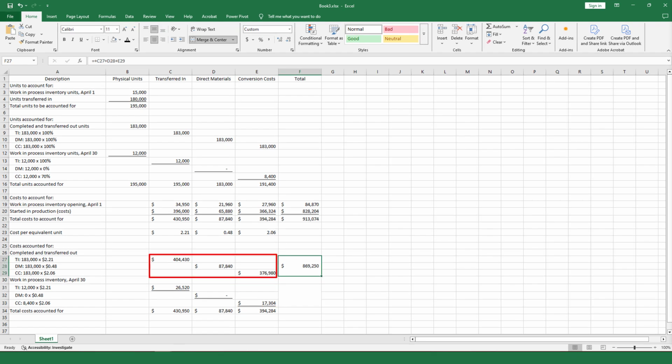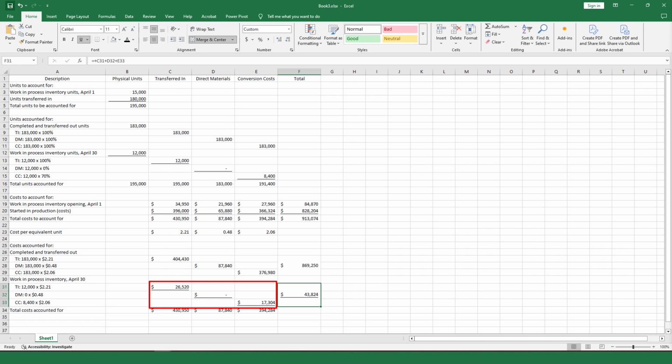If we now add the completed and transferred out costs for transferred in, direct materials, and conversion costs, we get $404,430 plus $87,840 plus $376,980, which is equal to $869,250. This is the amount which must be transferred to the next department, work in process inventory, packaging.